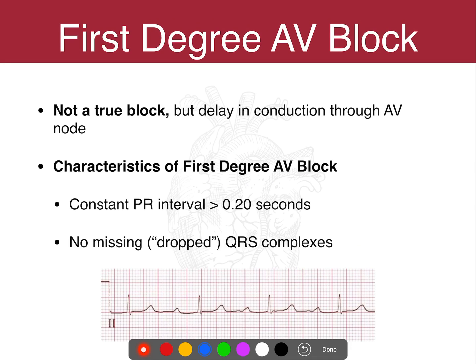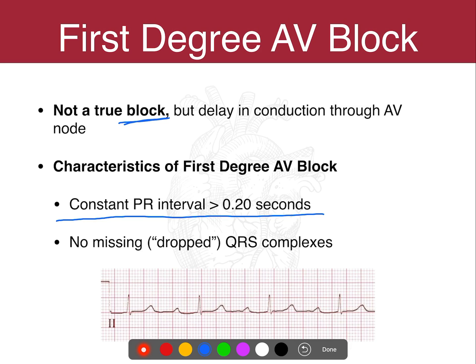Now, again, although it's called a block, this is really not a complete block that's happening, but an increase in the duration of the time that it takes to get the impulse through the AV node. So it's a delay in the conduction. The impulse comes from the atria, it reaches the AV node, we experience decremental conduction, but it's taking a little extra time now to get that impulse through the AV node and on down to the ventricles. So because it's taking longer than normal, the only thing that we have to know is really that it's a constant PR interval greater than normal, so greater than 0.20 seconds.